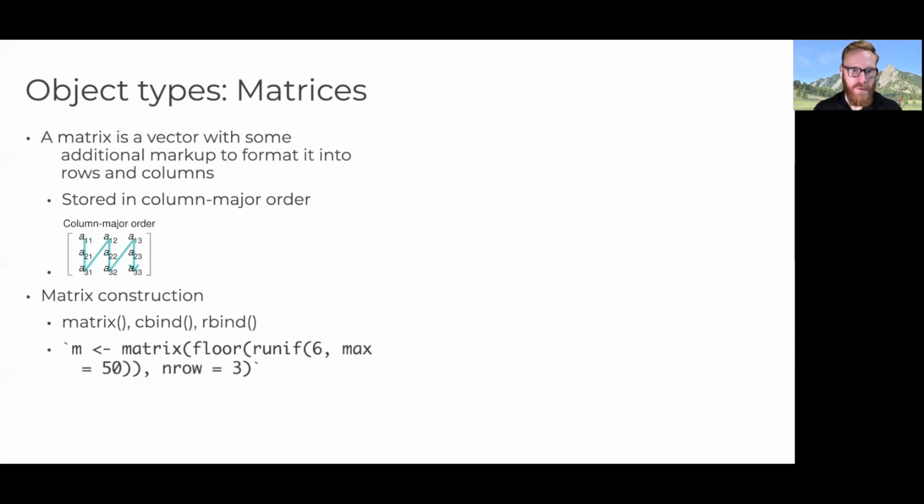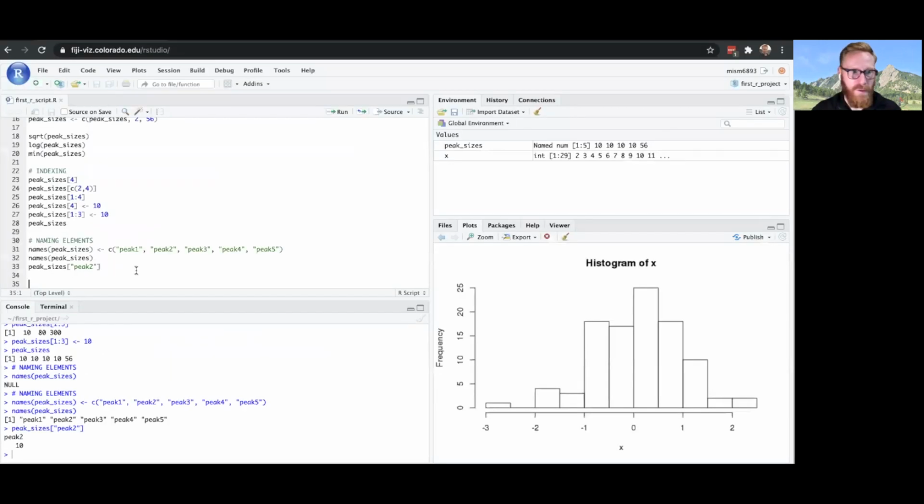To construct a matrix, you use the function matrix, or you can use cbind to bind 2 vectors together column wise, or rbind to bind 2 vectors together row wise. So let's go back to our console and check out some matrices.